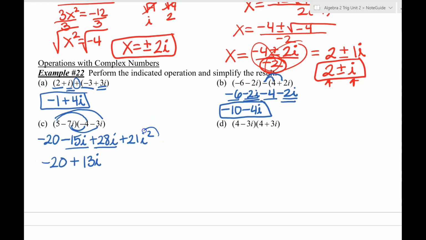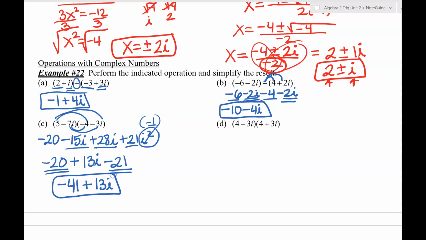And then we have to remember that i squared is like a negative 1. So this is really a 21 multiplying by a negative 1, so it's really a negative 21. And it is a real portion that can be combined with the other real portion to give us negative 41 plus 13i. And that's the complex number we get when we multiply those other 2 complex numbers together.